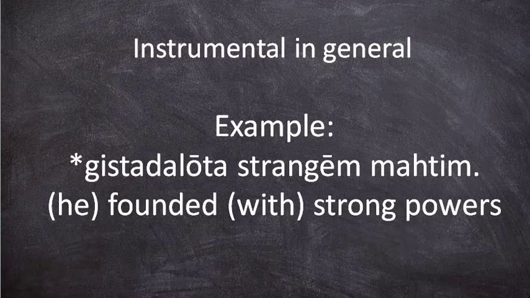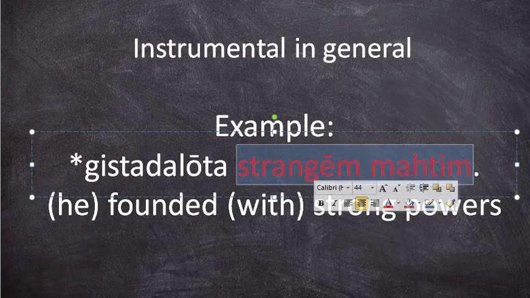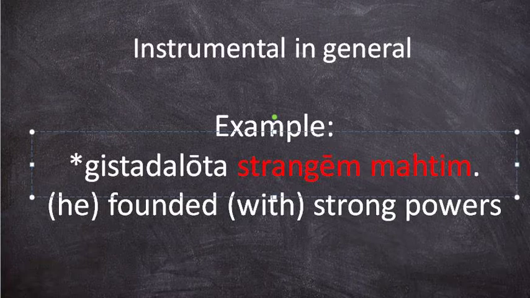He founded with strong powers. So what's in the instrumental, but kind of merged with the dative? Well, it would be strangem machtim. They're both in the dative. They're both in the plural dative. However, it's used instrumentally here. That's the thing with this time: the instrumental merged into the dative, so you get the dative acting like an instrumental. But moving on.